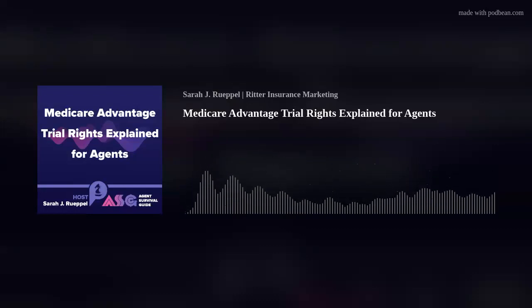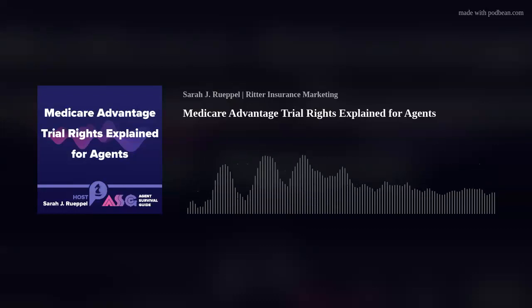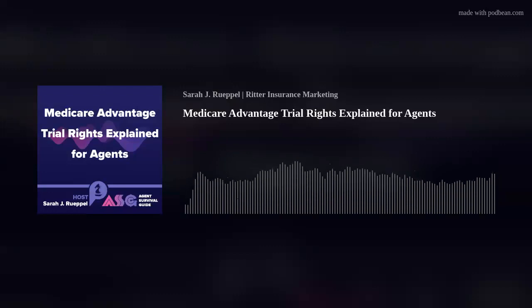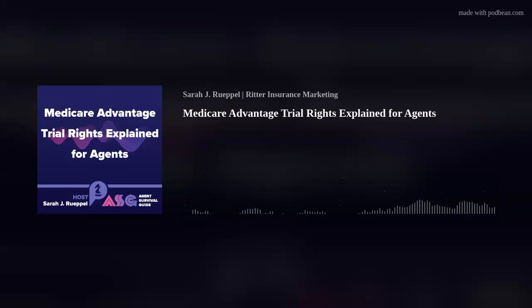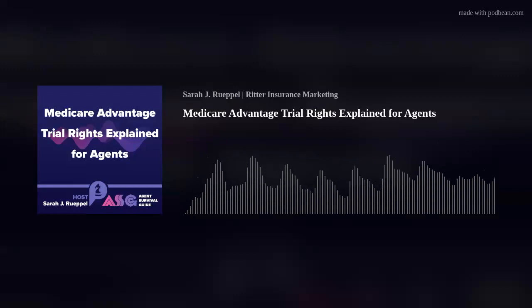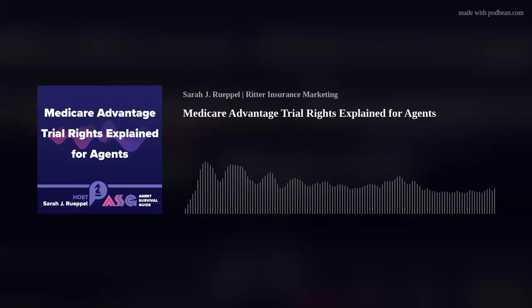Like trial rights, the Medicare Advantage open enrollment period helps people who have recently enrolled in a Medicare Advantage plan switch their coverage if they're dissatisfied with it. Here's how the Medicare Advantage OEP works differently than the trial rights. The MA OEP allows beneficiaries who joined Medicare Advantage upon becoming eligible for Medicare a period of 3 months after their Part A and B entitlement to switch their coverage.